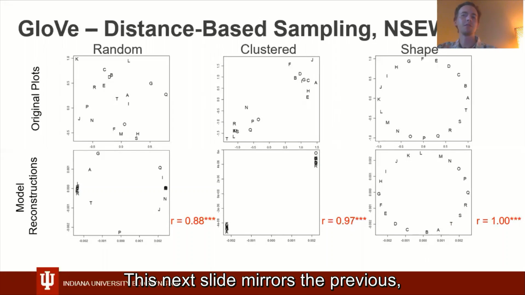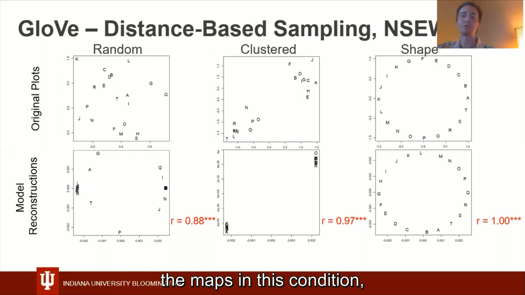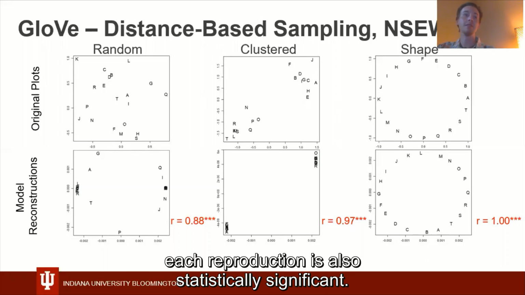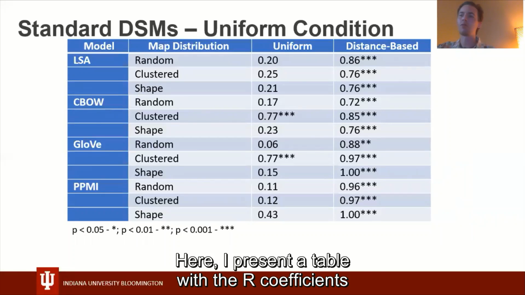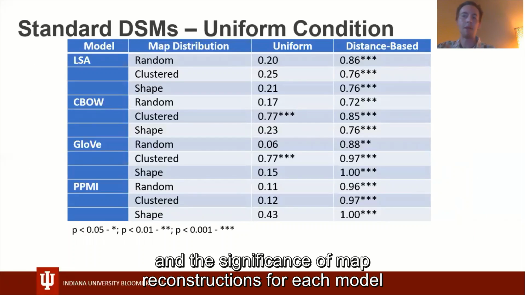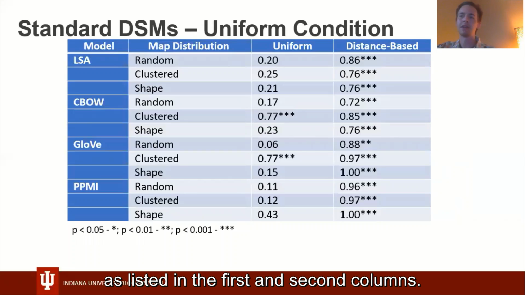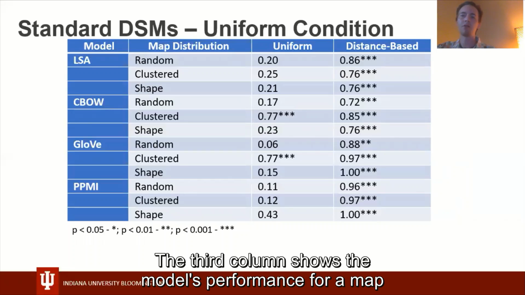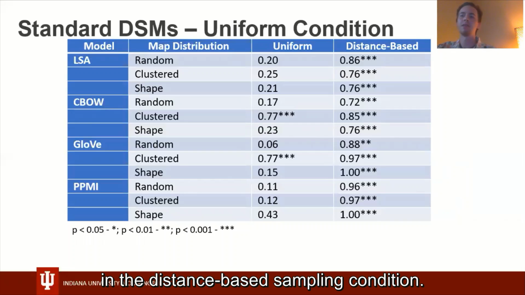This next slide mirrors the previous, except now I'm showing the distance-based sampling condition. Not only do the visuals provide a compelling demonstration of the capacity of GloVe to reproduce the maps in this condition, each reproduction is also statistically significant. Here I present a table with the R coefficients and the significance of map reconstructions for each model and each map distribution as listed in the first and second columns. The third column shows the model's performance for a map in the uniform sampling condition, and the final column shows the performance in the distance-based sampling condition.